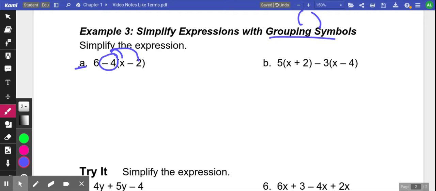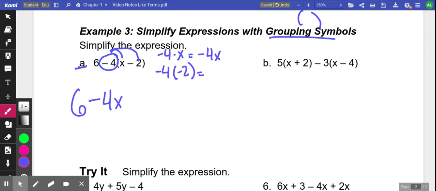So our 6 is unchanged. We're not distributing anything to the 6. It's outside of the parentheses, so 6 is just going to stay the very same. Then we've got negative 4 times x is going to give us negative 4x, so we're going to say minus 4x. And then we've got negative 4 times negative 2. That's going to give us 2 negatives, which gives us a positive 8, so plus 8. You've always got to remember to put a positive or negative sign in between. So 6 minus 4x plus 8.